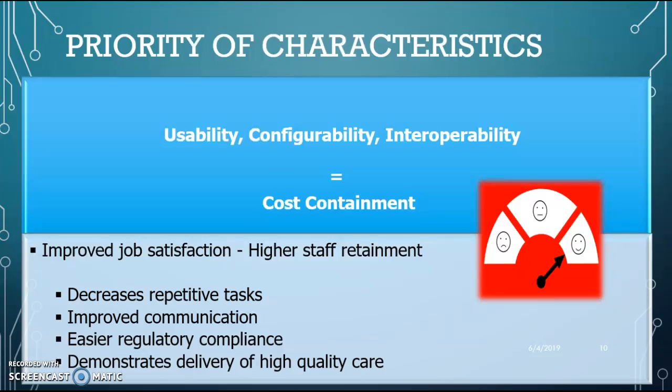It decreases the repetitive tasks that a healthcare employee does during the day. It improves the communication amongst healthcare members. It's easier to be compliant with regulatory rules and with licensing, and it also demonstrates, when completed with the documentation, a high quality of care.